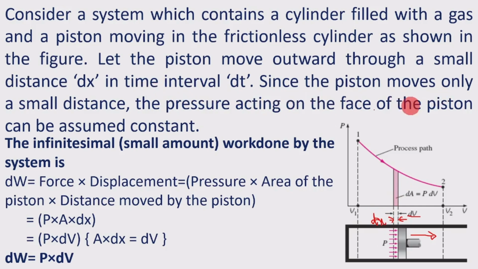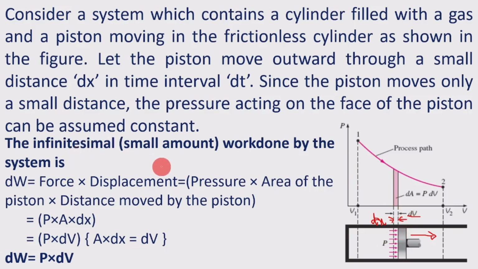Since the piston moves only a small distance, the pressure acting on the face of the piston can be assumed constant. For this small distance the piston is moving, we are going to consider the pressure as constant, not a variable pressure process.